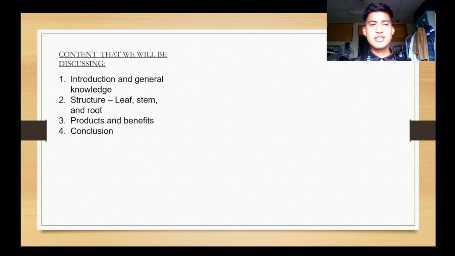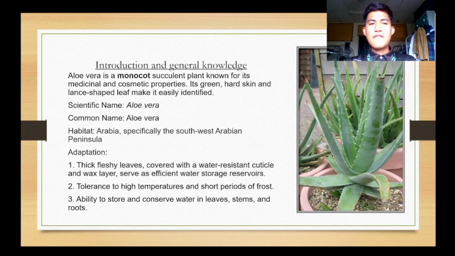So today we'll be discussing the general knowledge for aloe vera, the structure, which includes the leaf, stem, and root, the products and benefits, and then lastly, the conclusion that I made. To start with, we have the introduction and general knowledge for aloe vera.